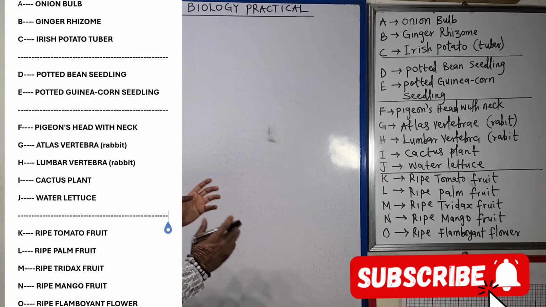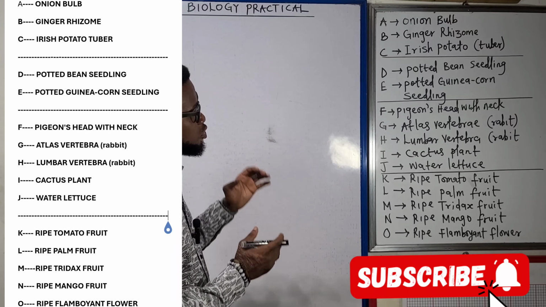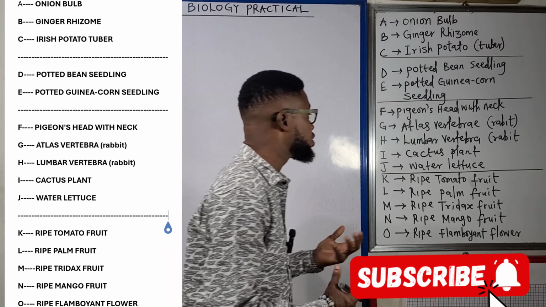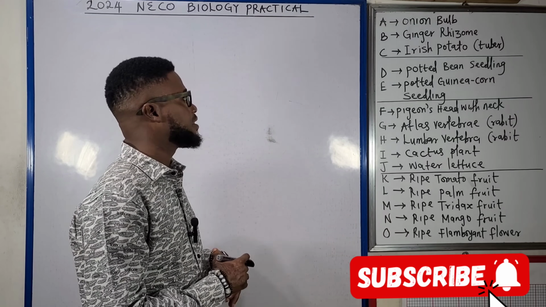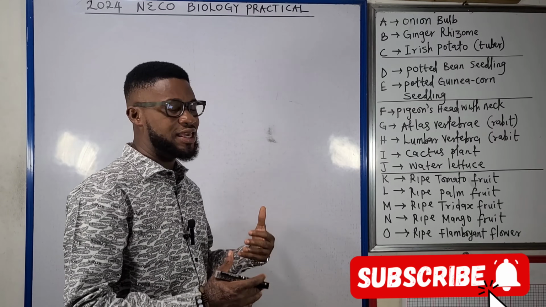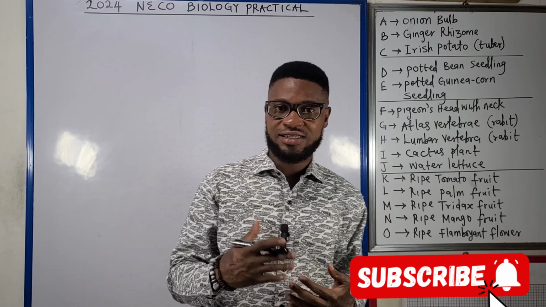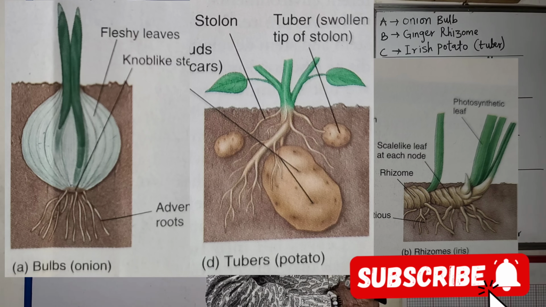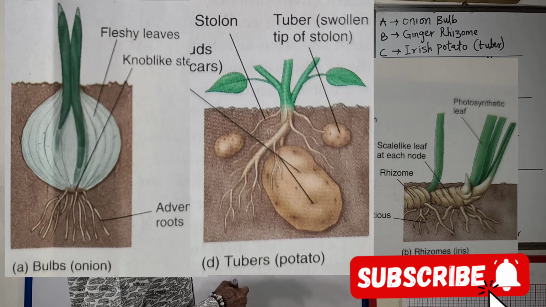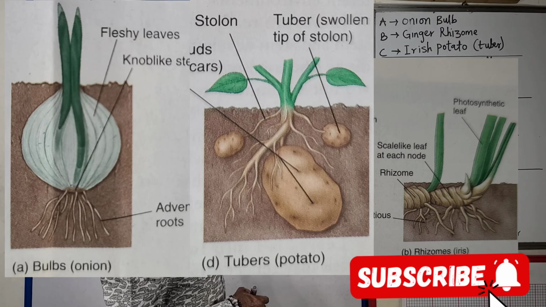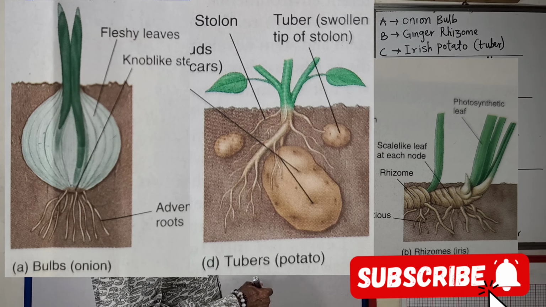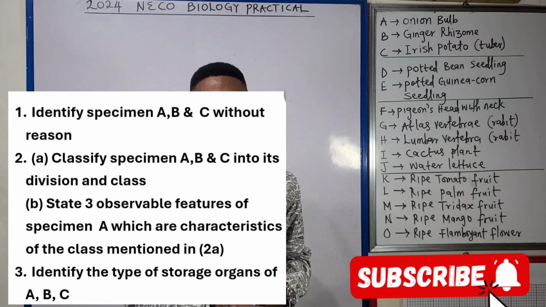examination of these specimens, we've been able to group them into four, because we can see certain relationships in there. So we have about four groups, and we're going to take each group in a separate lecture video. For the very first group, talking about onion bulb, ginger rhizome, Irish potato, as you can see on your screen, what are the probable questions?